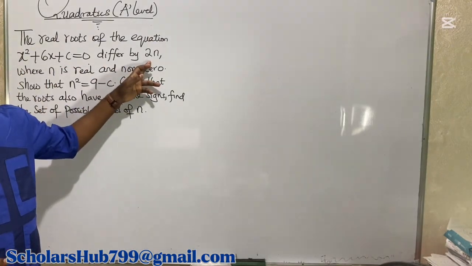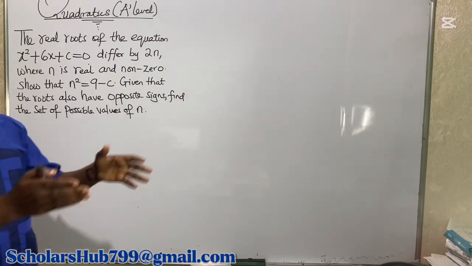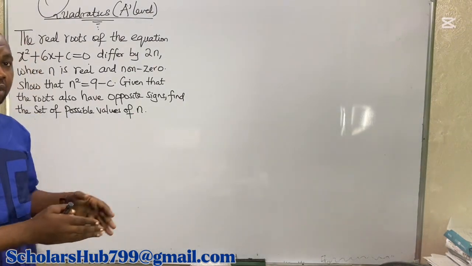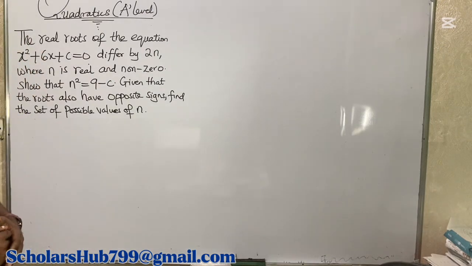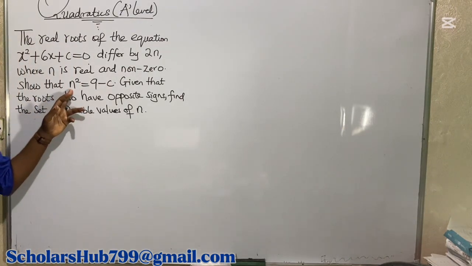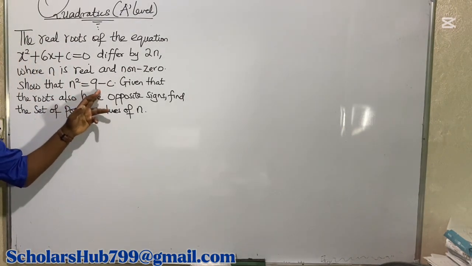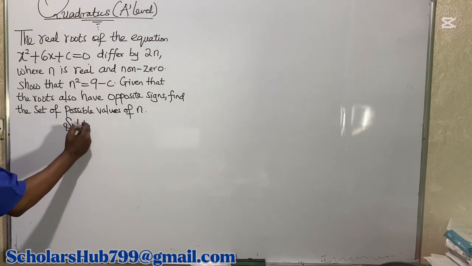we can now set the absolute value of the difference between the two roots, which we know to be alpha and beta, equal to 2n. Then see how we can use that to derive this equation, n squared equals 9 minus c. Now let's have our solution.